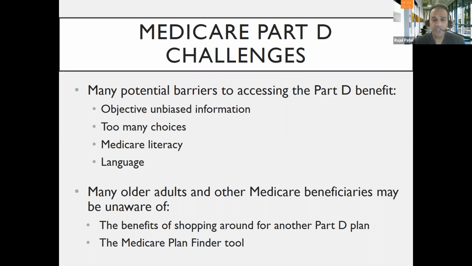And then language, though not perhaps a limitation for anyone on this call, about 10% of all Medicare beneficiaries reside in California. Okay, so almost 6.4 million people who have Medicare reside right here. For many of them, English is not their primary language, right? So where can they get access to information to make an informed decision?